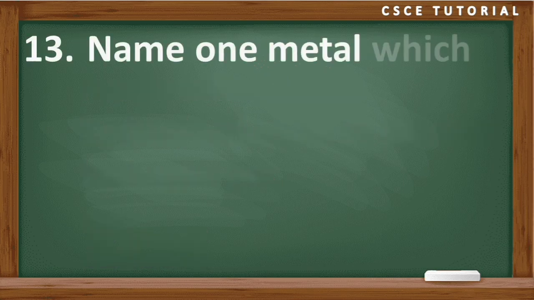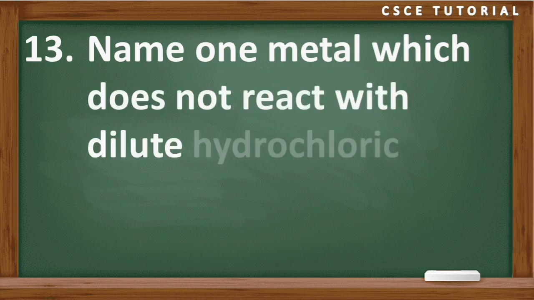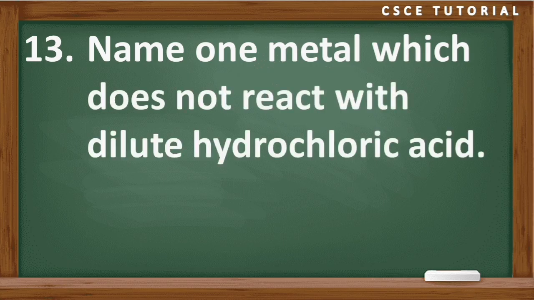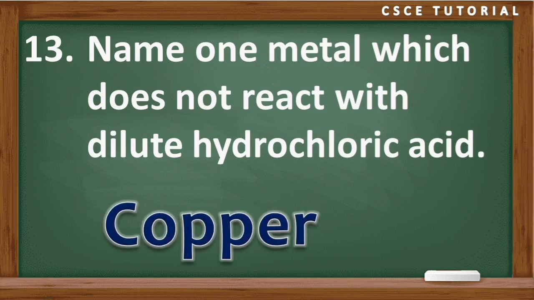13th, name one metal which does not react with dilute hydrochloric acid. Its answer is copper. Copper does not react with dilute hydrochloric acid.